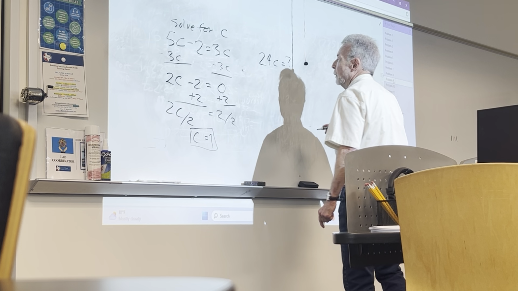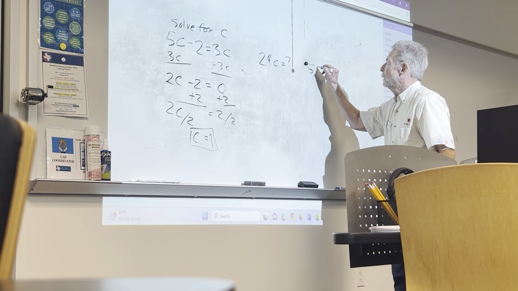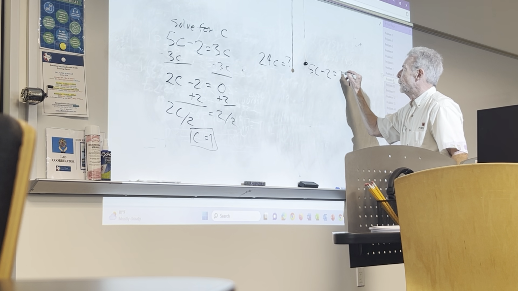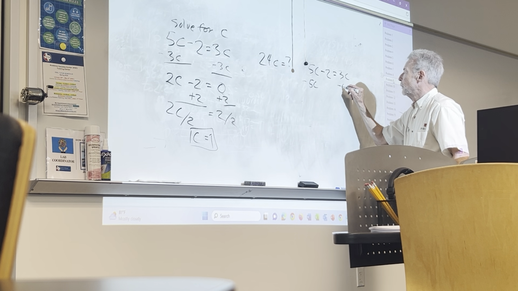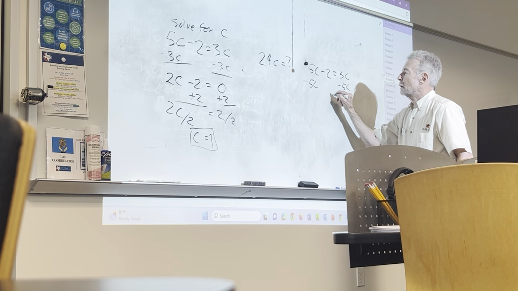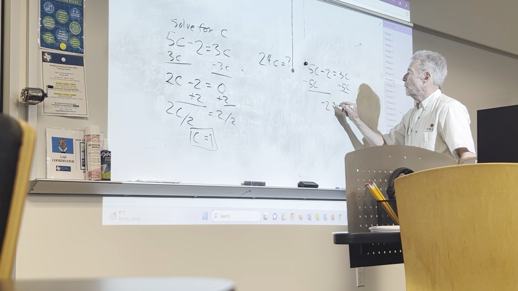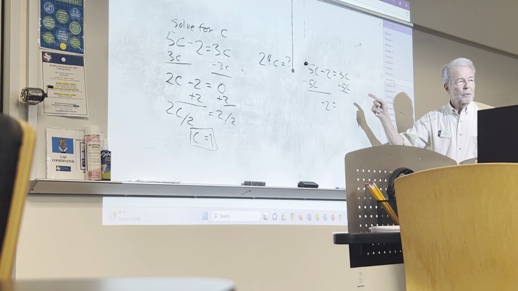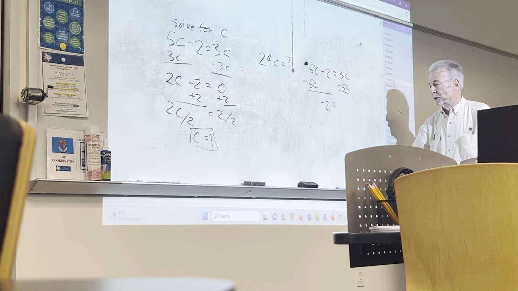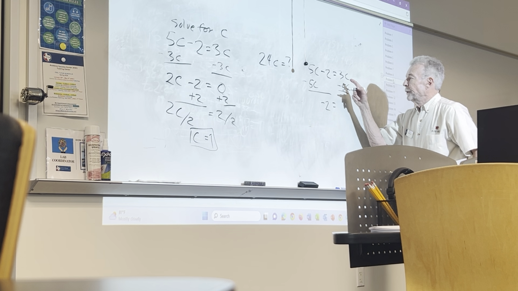Let's see if it worked the other way, too. Let's see, do 5c minus 2 is equal to 3c. Minus 5c and minus 5c. Minus 2 is equal to, and just a word about this, when you're subtracting or adding numbers, I think some students have a little difficulty with this.